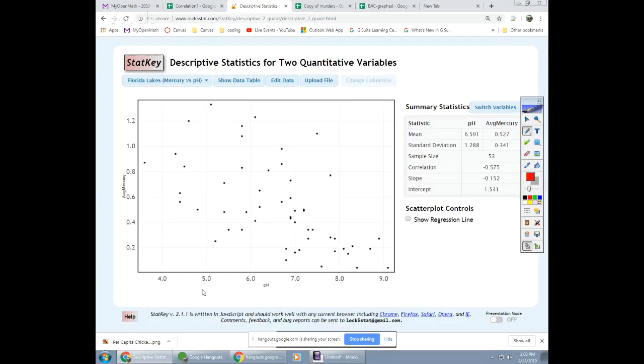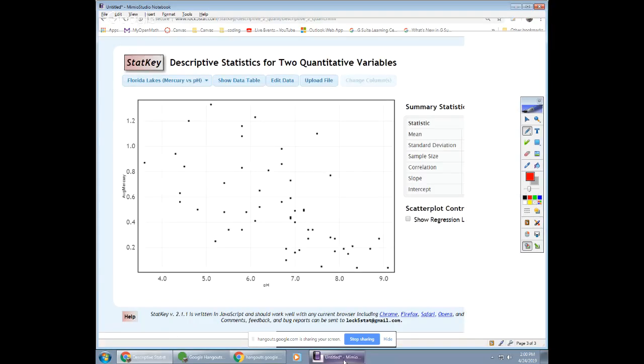So I have a measure of pH in a lake in Florida and the average mercury levels of each lake also. So this point right here means that there was a lake that had a pH measurement of 5.2 and the average mercury measurement was 0.25. I'm not sure what the units of mercury measure here. We'd have to look that up. So if you ever do come across a data set here and you're not sure what it is, feel free to send me a note or ask me, or we could write to Lock5Stat and ask if they know, which they should somewhere know that.